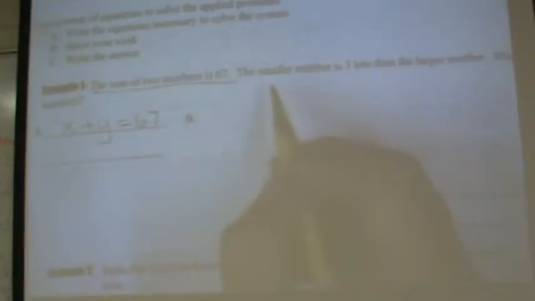And then it says the smaller number is 3 less than the larger number. So here's the smaller number, we're going to call it x. And here's the larger number, y. What do you have to do to the smaller number to get it equal to the larger number? X plus 3. So let's do that. X plus 3 equals y.